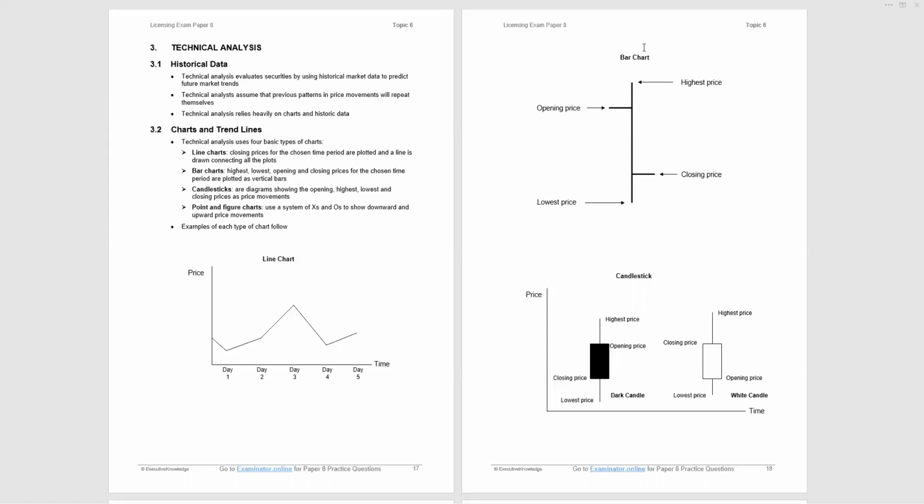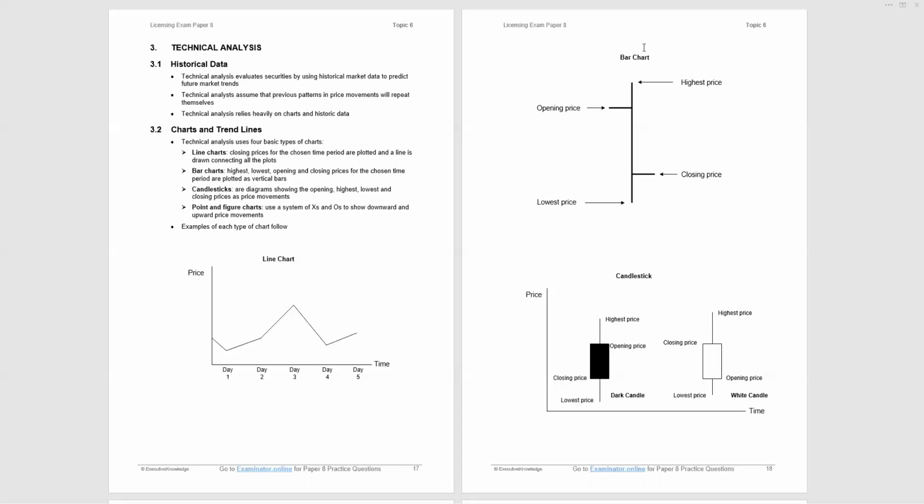So we start with the line chart, very simple. Over a period of time, we plot prices and we are looking at the pattern. Top of page 18, we've got a bar chart, and that shows for a particular day the opening and closing prices in relation to the highest price and lowest price recorded for that stock.